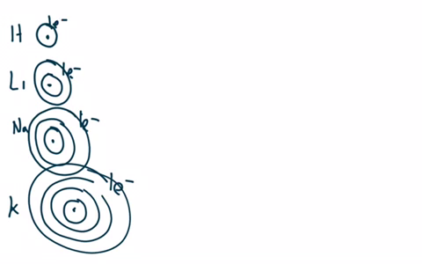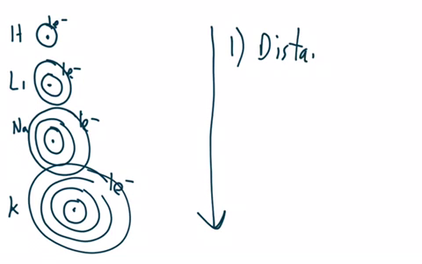Now, there are 2 reasons why ionization energy decreases. Reason number 1 is distance. Notice the distance between the nucleus and the valence electron, and I'm writing it here so you can see this. We know that atoms get bigger as they go down a group. But what is keeping the electrons from leaving is the attraction between the protons in the nucleus, right here in the middle, and the electron out here.